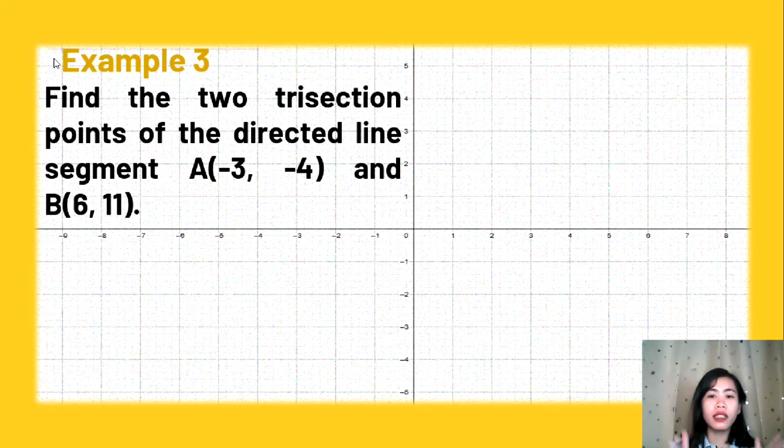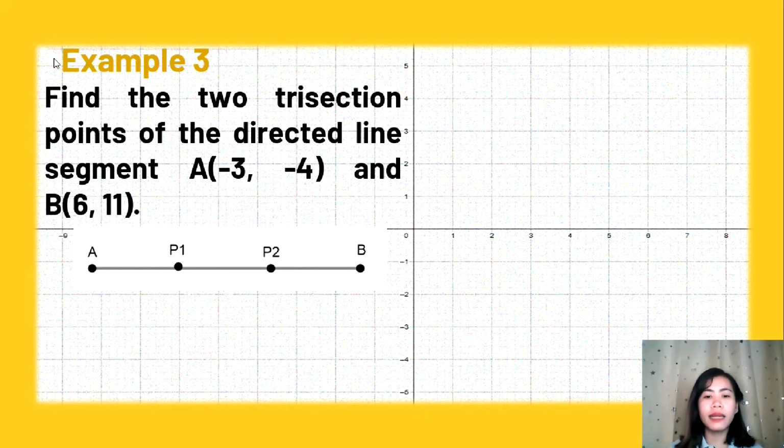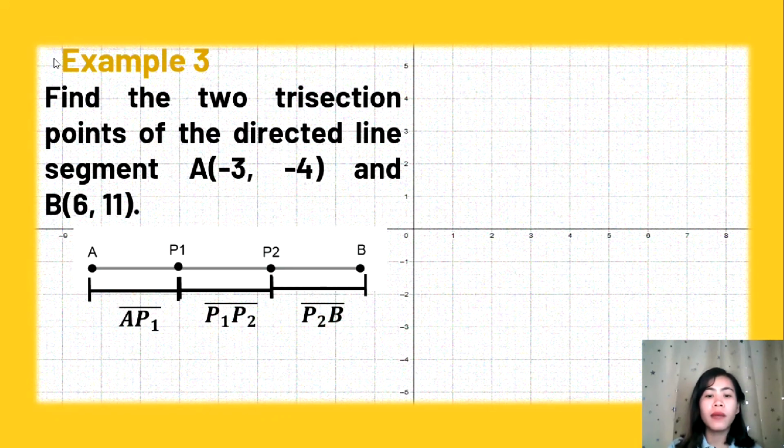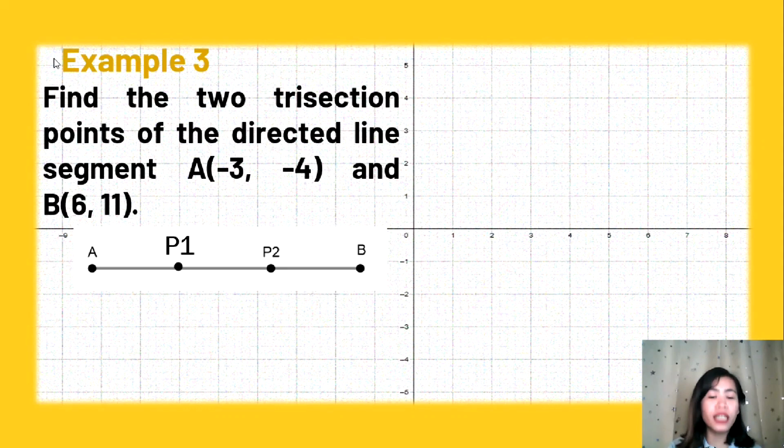Again, mag-start tayo sa ating illustration. We have line segment AB na dinivide ng ating two trisection points. Then, nakabuo tayo ng 3 equal parts. We have line segment AP sub 1, line segment P sub 1, P sub 2, and line segment P sub 2, B. Okay, so let's say we have to find the coordinates of point P sub 1.